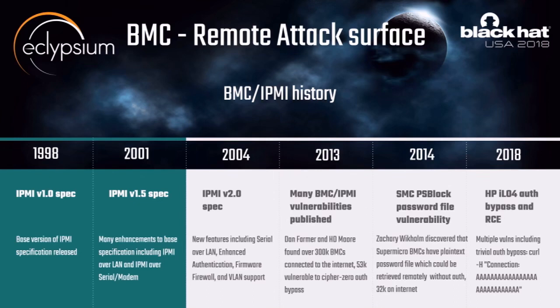The famous ones are H.D. Moore and Dan Farmer, where they scanned the internet and found 300,000 BMCs and 53,000 of them were vulnerable to Cipher 0 authentication bypass. And most recently, a vulnerability which I think should win the Pwnie Awards is the HP iLO4 authentication bypass with 29 or 27 A's.